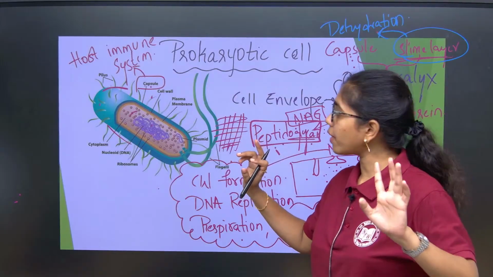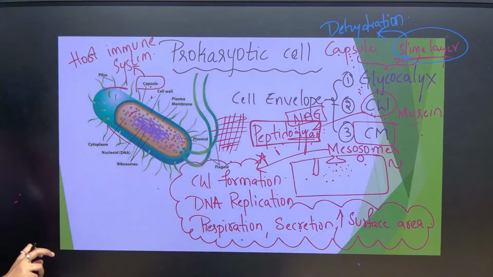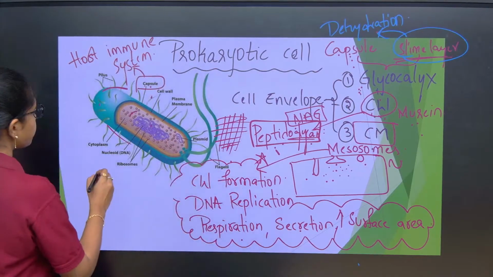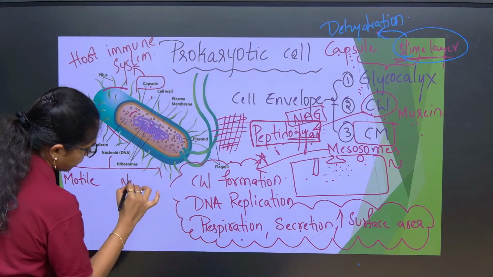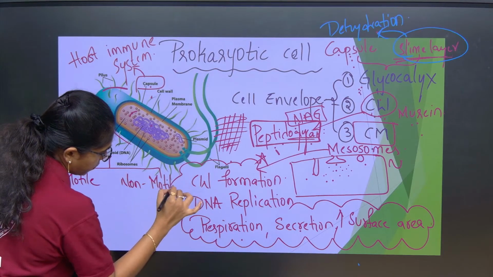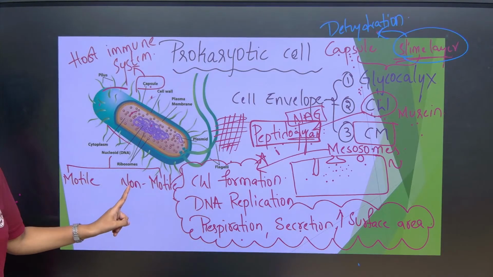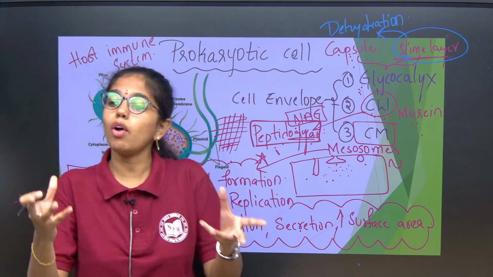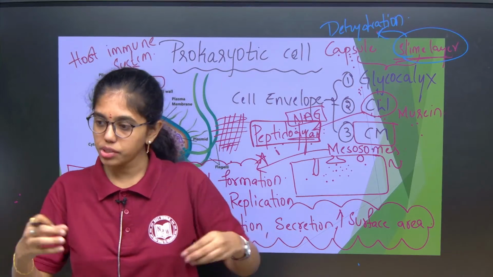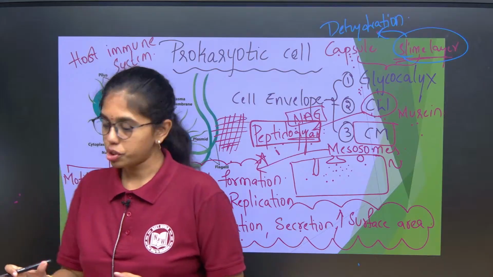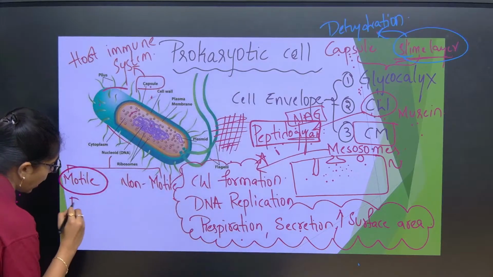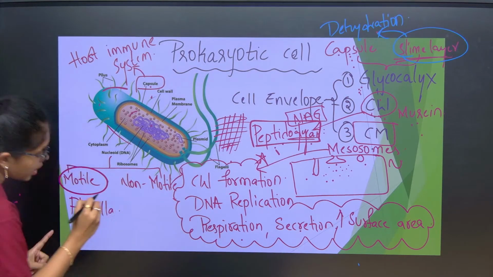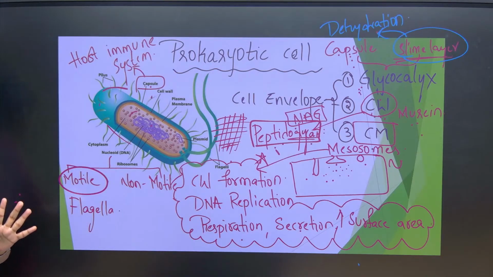Last and final discussion, that is about the motile and non-motile structures of the bacteria. According to your NCERT, both these motile and non-motile structures are cell wall extensions. But the only motile structure of the prokaryotic cell is the flagella. Cilia is not present in prokaryotes, do remember.